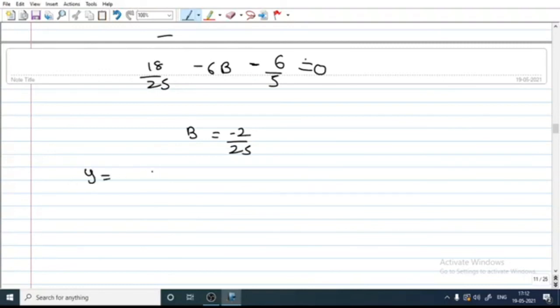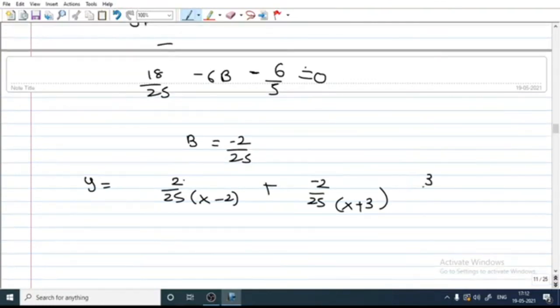Now we can express y properly in terms of partial fraction. So which will be nothing but 2 upon 25 into (x minus 2), plus minus 2 upon 25 into (x plus 3), and lastly plus 3 by 5 into (x plus 3) the whole square. Here plus will be there, and this is in the denominator.